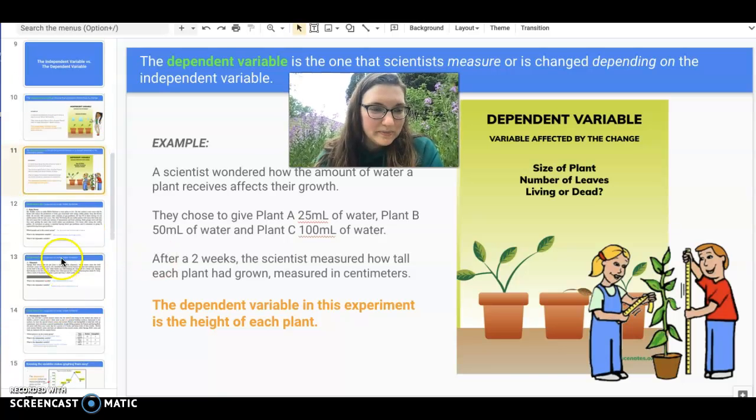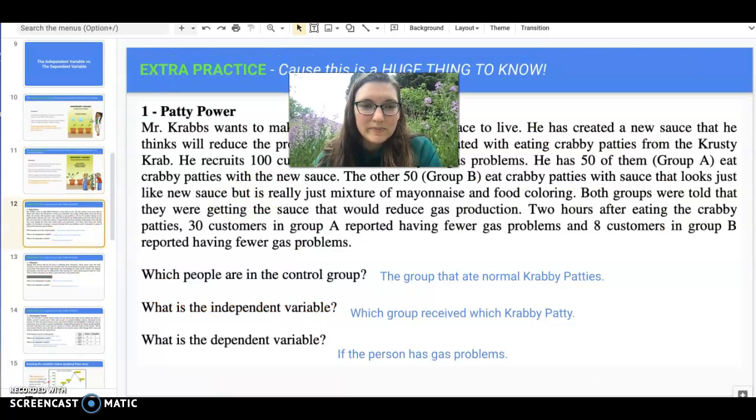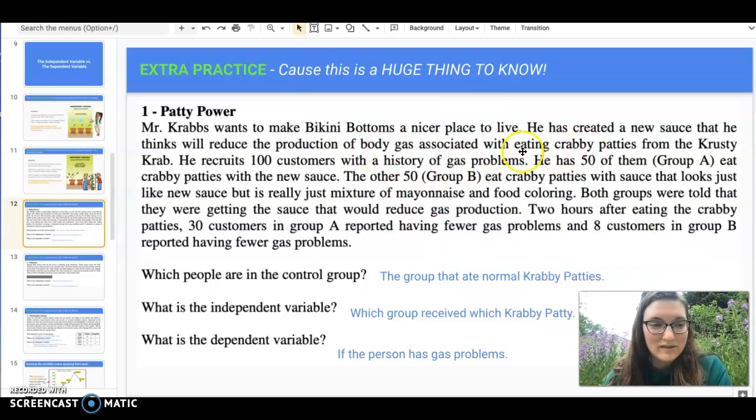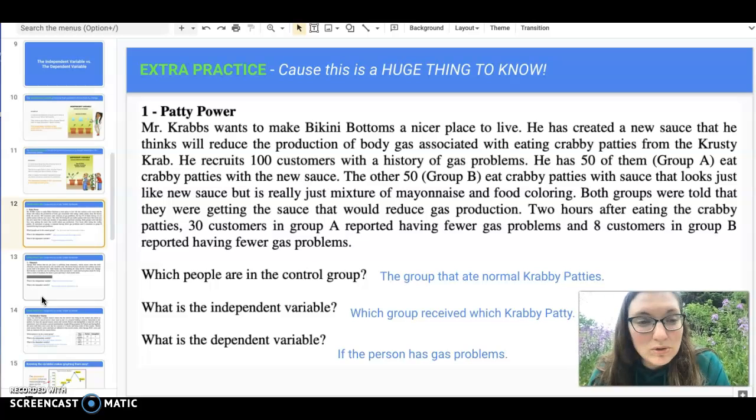All right, so here's some practice. Mr. Krabs wants to make Bikini Bottoms a nicer place to live. He has created a new sauce that he thinks will reduce the production of body gas associated with eating Krabby Patties from the Krusty Krab.